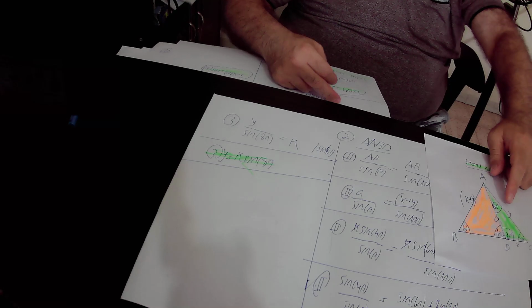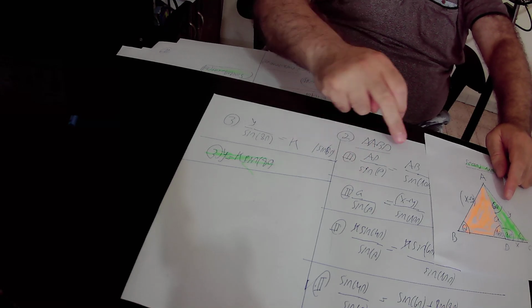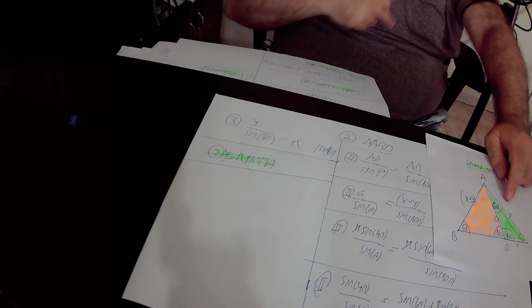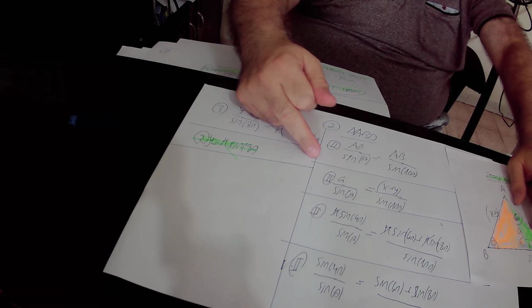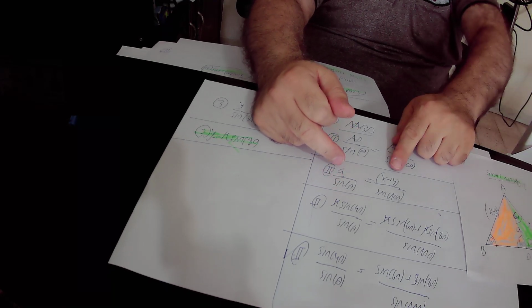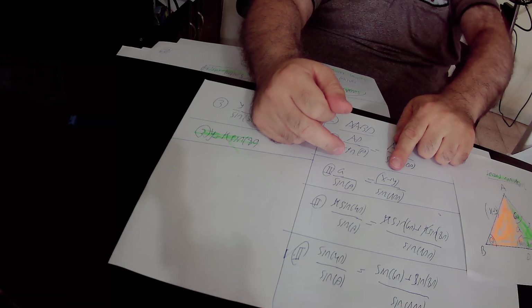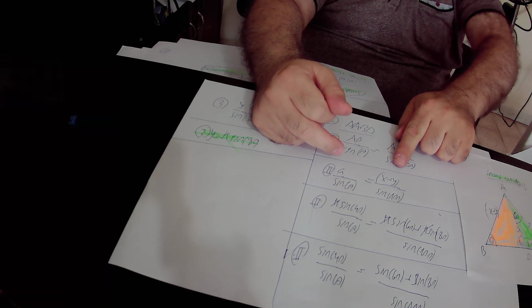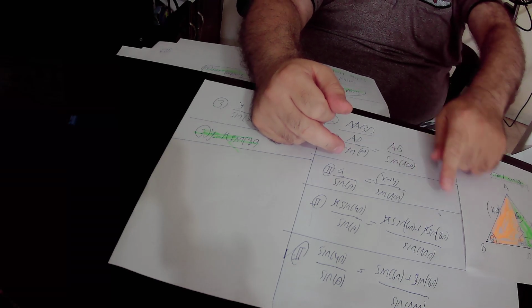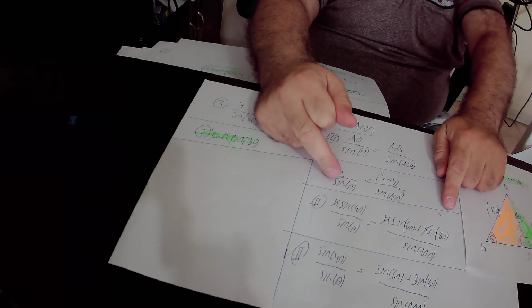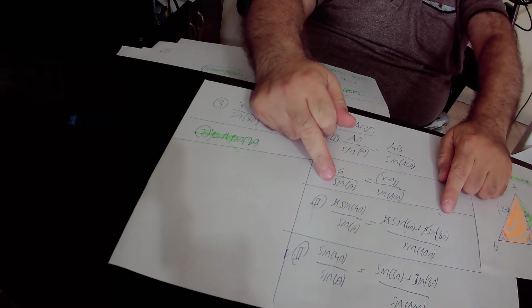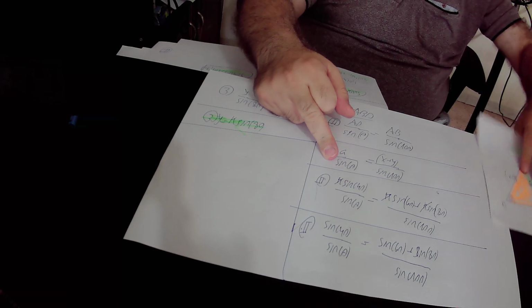AD equals A, so we substitute AD by A. AB equals X plus Y, so we substitute AB by X plus Y. A equals K times sine 40 degrees, so we substitute A by K times sine 40 degrees. X equals K times sine 60 degrees, so we substitute X by K times sine 60 degrees. And Y equals K times sine 80 degrees, so we substitute Y by K times sine 80 degrees. We got this equation. We have K on both sides of the equation, so K will get cancelled. What is left from equation number 2 after we cancel K?